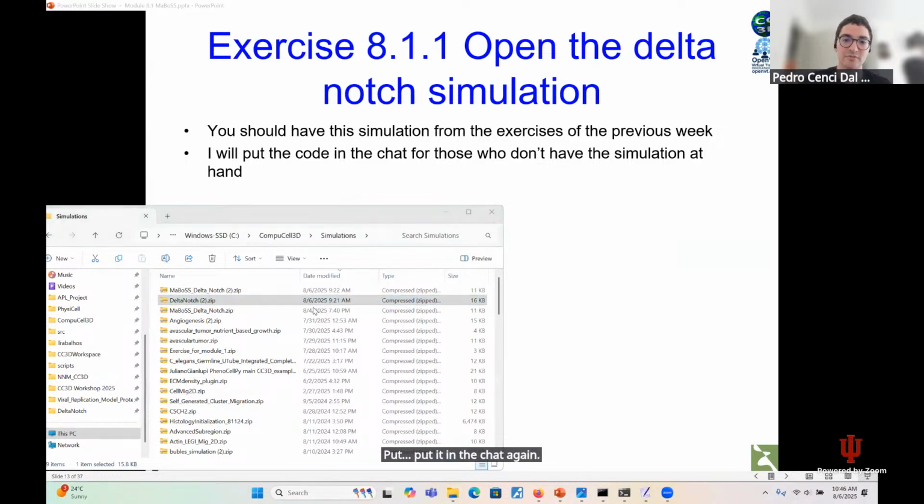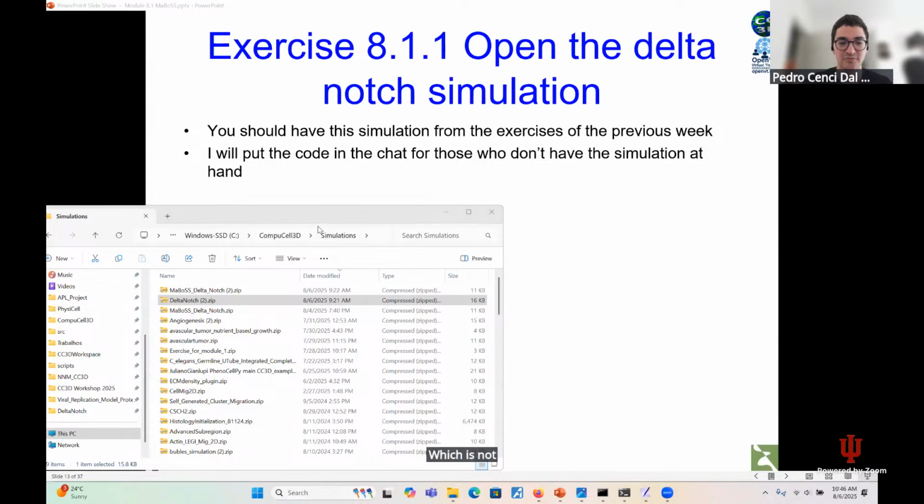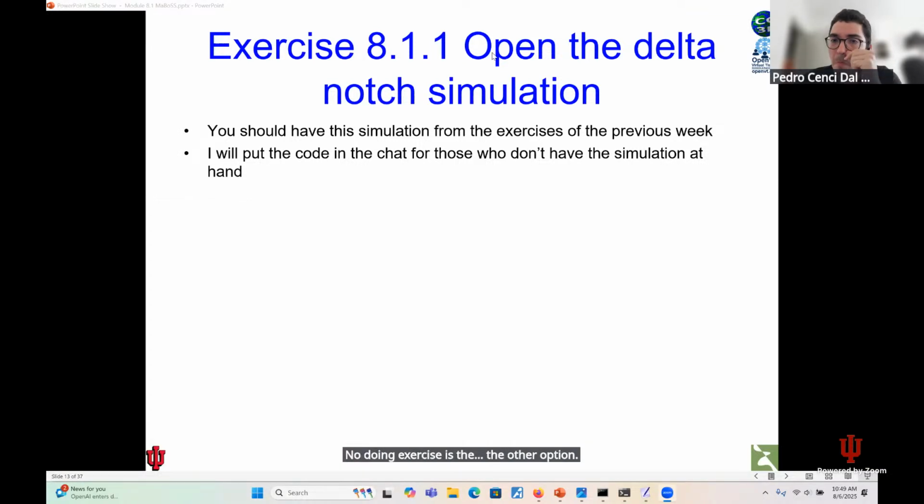So this is our original delta notch simulation implementing Antimony, which is not a Boolean stochastic network. Antimony is an ODE system. Okay, so everybody has the code, which means I will proceed.